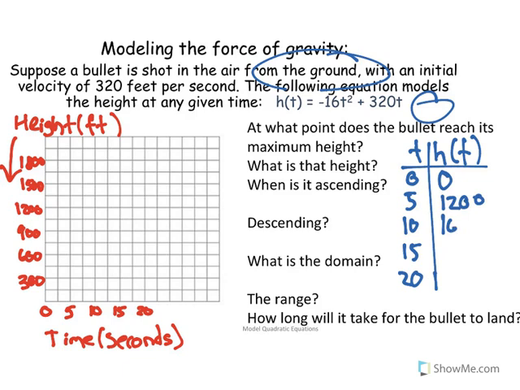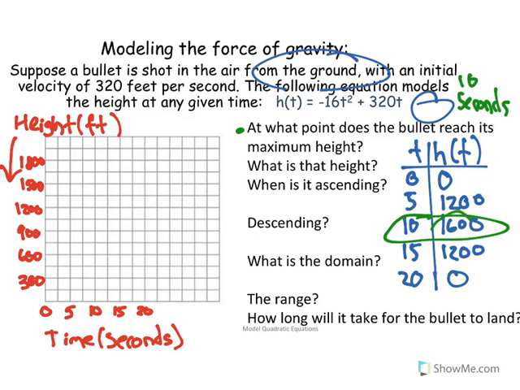All right, so these are the values that I'm sure you guys are going to pull from your calculator as well. So we have this nice, really obvious symmetry that we're used to seeing, right? 0, 0, 1200, 1200, and clearly our vertex is going to be right here at 1600. All right, so let's answer this question, right? At what point does the bullet reach its maximum height? Well, it reaches its maximum height at 10 seconds. What is that height? Well, that height is right here, and that height is 1600 feet.